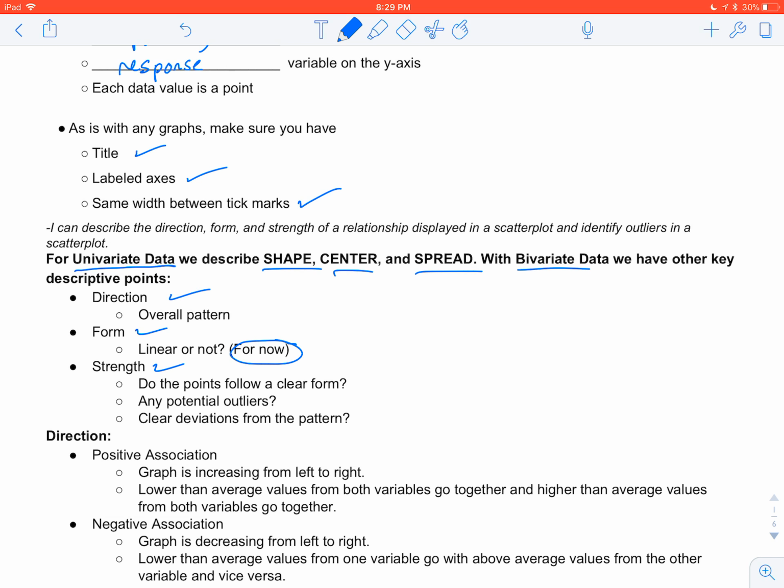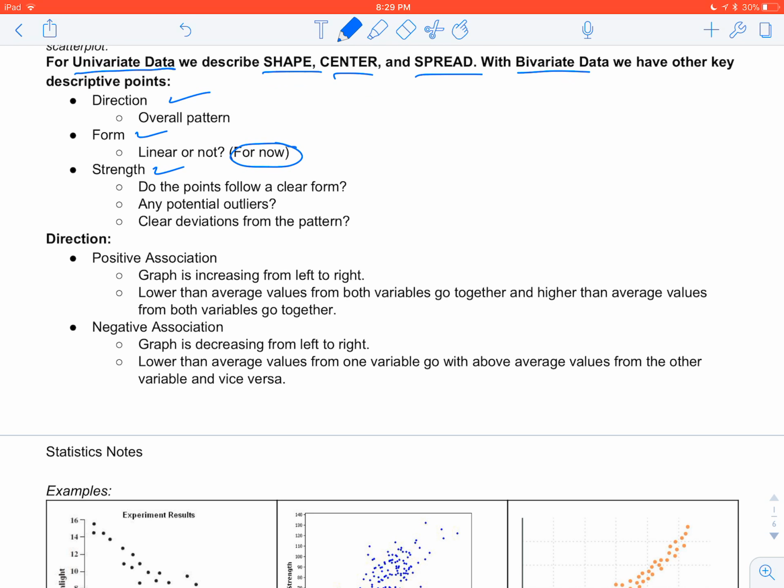Direction: is it moving up to the right? Is it down to the right? Positive, negative? So that's that first part, direction. Positive association, negative association. It's one or the other. Your graph is increasing from left to right. So like in algebra class, it looks like this, a line. That's just a line, not an actual scatter plot.